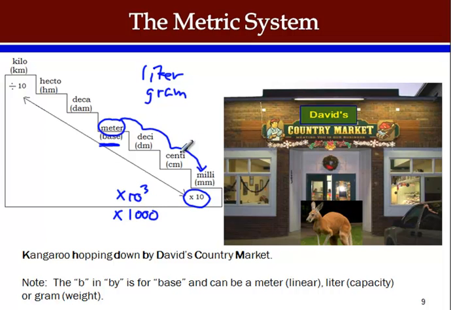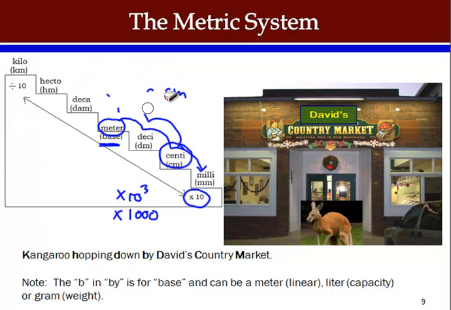If I start, for example, at centimeters, and I want to go to hectometers, I move to the left 1, 2, 3, 4, so I would divide by 10 to the 4th. So the direction that you move tells you whether you divide or you multiply.